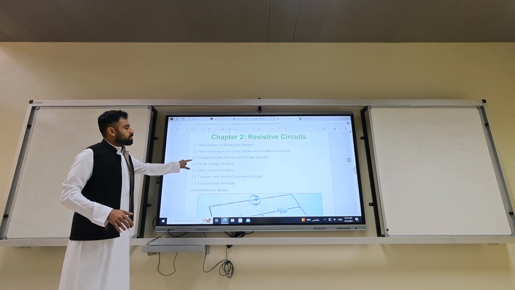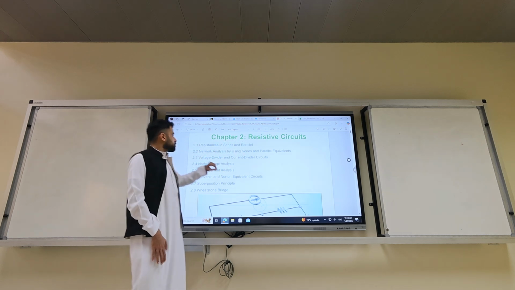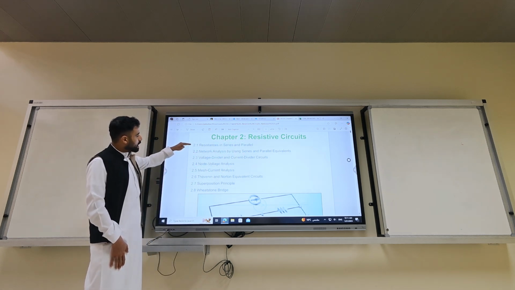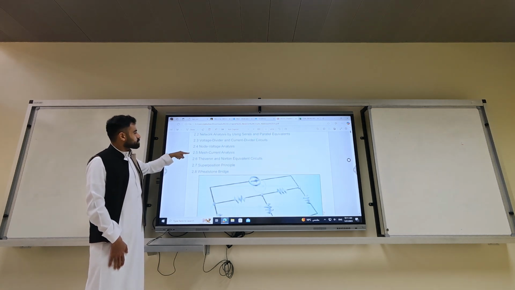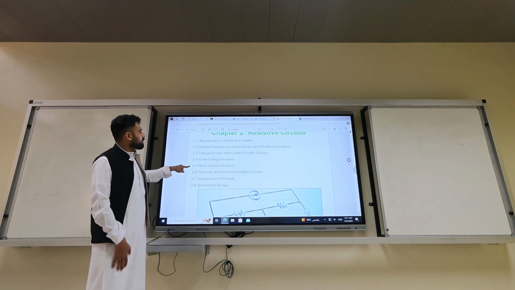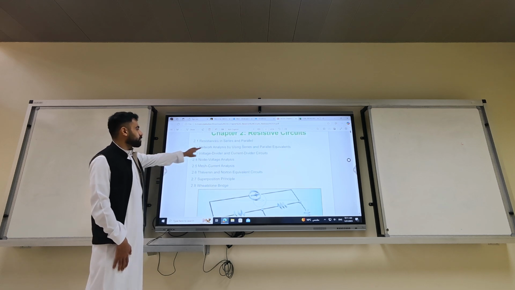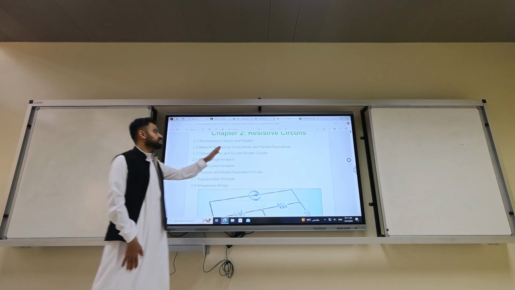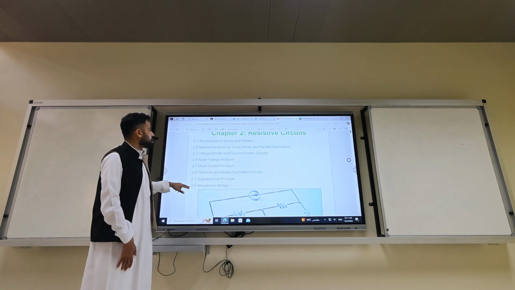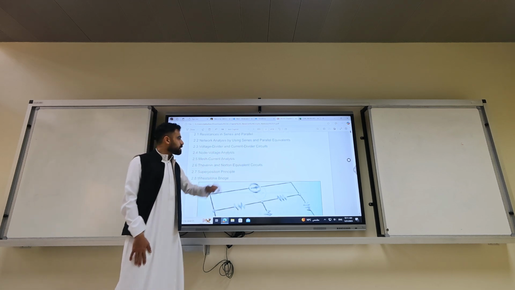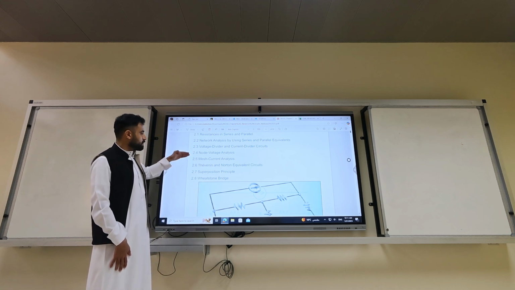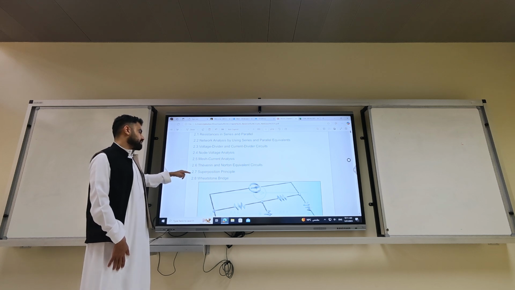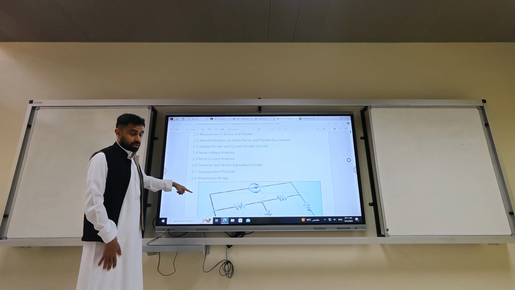So today we'll talk about only resistive circuits in chapter 2. We will cover hopefully today up until at least some of 2.3. We will have resistance in series and parallel, network analysis by using the series and parallel combinations, voltage divider and current divider rules, nodal voltage analysis, and then maybe Thursday mesh current, Thevenin and Norton equivalent, superposition principle, and Wheatstone bridge.